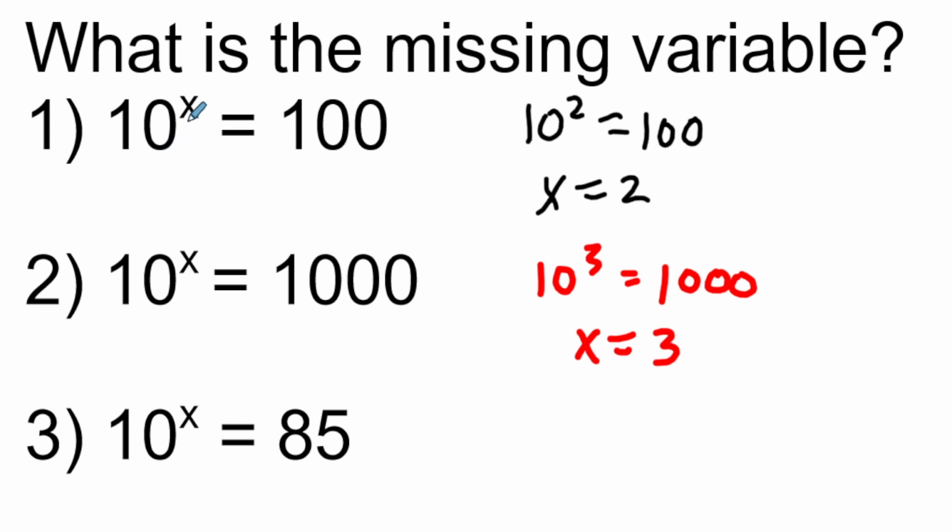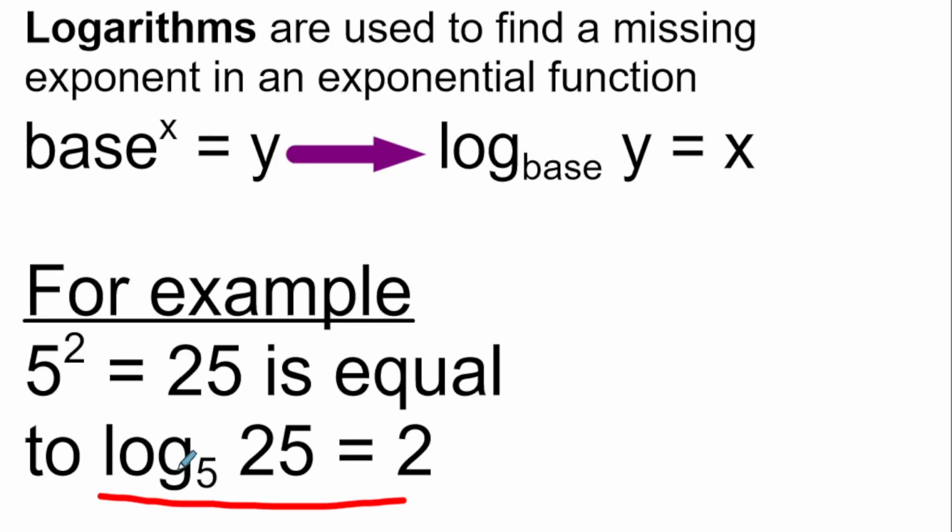We're saying 10 to what power gives me 100. 10 to what power gives me 1,000. In this problem, when I write log base 5 of 25, what I'm saying is 5 raised to what power gives me 25. And that's why I'm able to say on the other side that the answer is 2. If I say 5 to what power is 25, well, 5 to the second power is 25. So I'm going to say that the answer is 2.